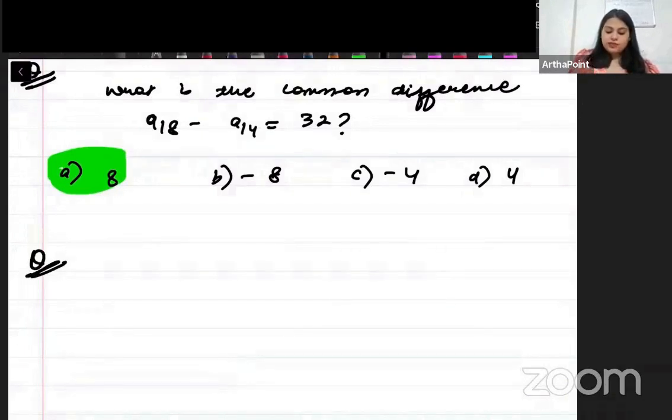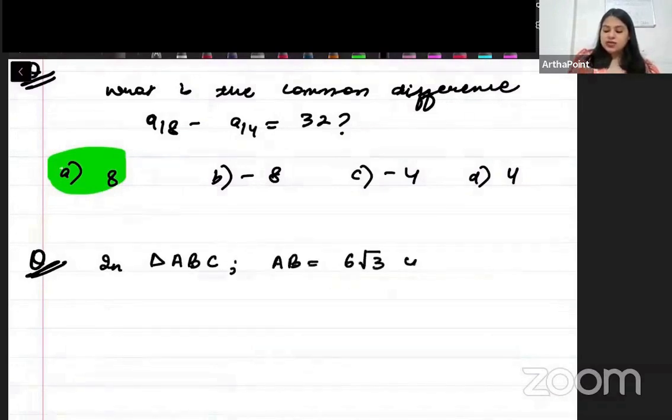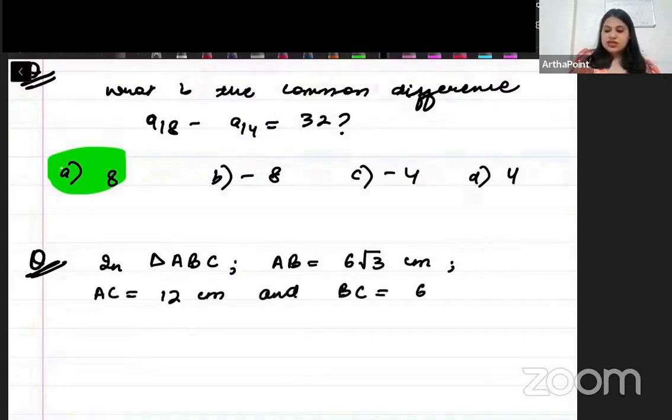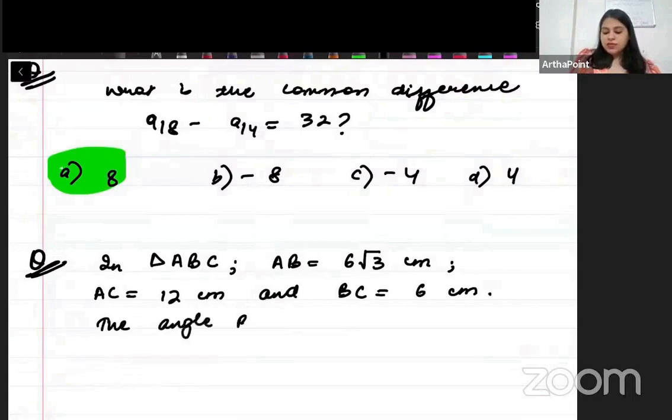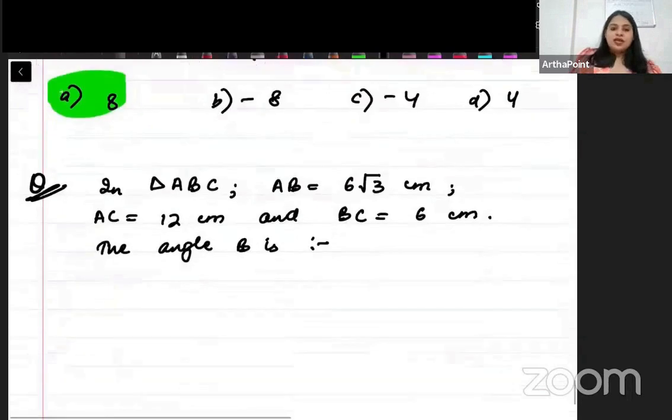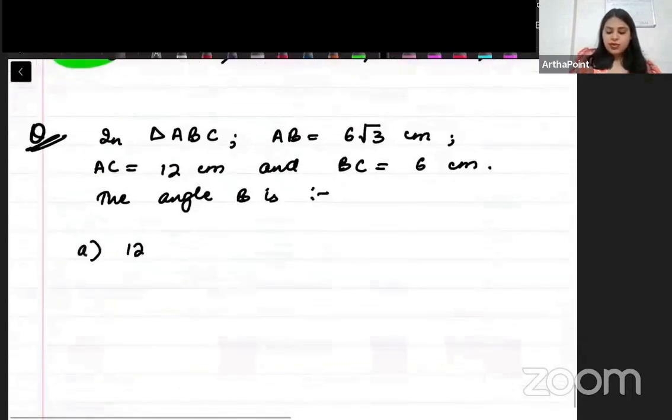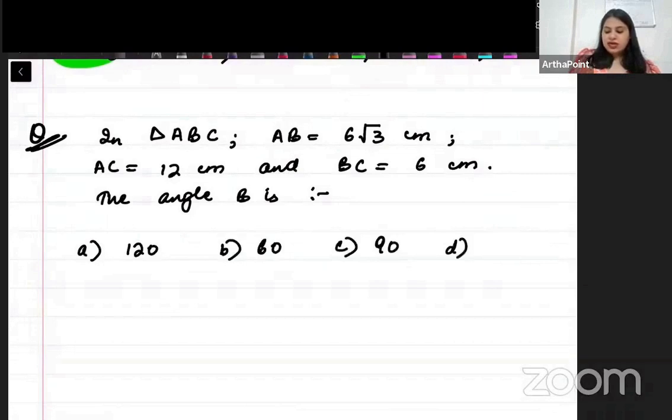So I am saying the following. In triangle ABC, AB is 6√3 centimeter. AC is 12 centimeter. BC is 6 centimeter. The angle B is, and the options given to you are 120, 60, 90, and 45. You have to give what angle B will be. Take a moment. Try to do this yourself first.